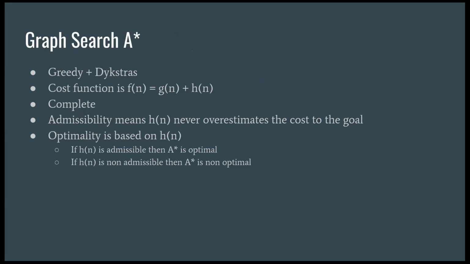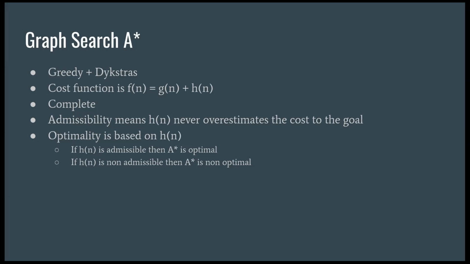Well, we can actually combine the two, and what we get is A star. A star is if you take greedy and you take Dijkstra's and you just slap them together, and you get a new cost function. So your cost function that you're putting into your priority queue is your g of n, which is your cost function from Dijkstra's, plus your h of n, which is your cost function from greedy breadth first search. Things to know about A star: it is a complete function. If a path exists, it will find it, just like the rest of these.